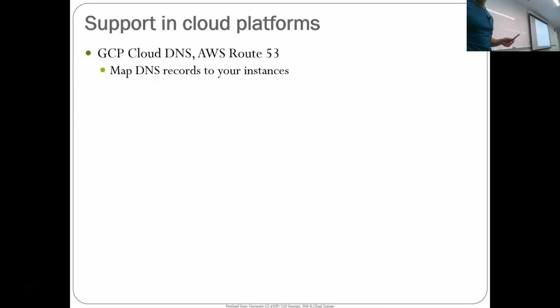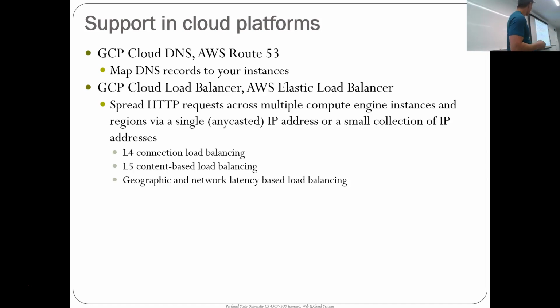Okay, so there is support for all of this stuff on the cloud. GCP has Cloud DNS. AWS has Route 53 to do the name part of this thing. The other part is GCP has Cloud Load Balancer. AWS has Elastic Load Balancer. And both of these support server-based load balancing, content-based load balancing, geographic-based load balancing. And this is going to be part of your lab. You'll be doing a deployment that does some load balancing and does some replication automatically.